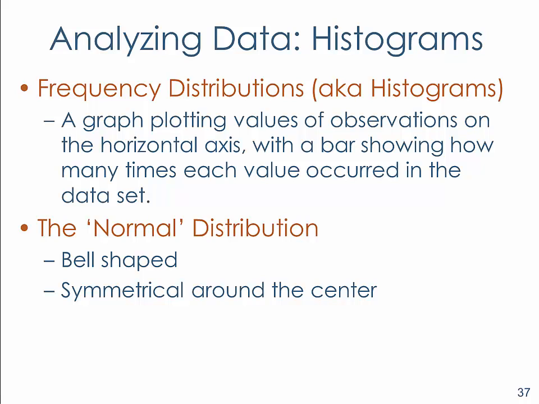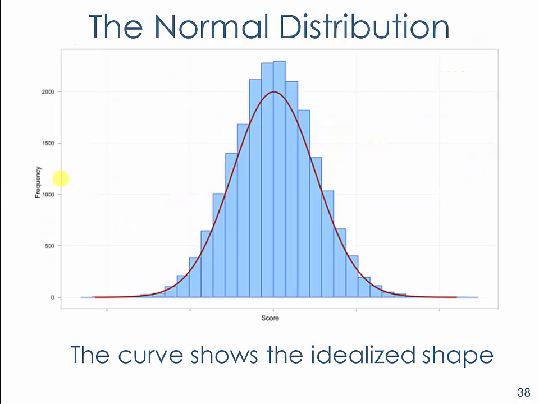A special frequency distribution that we use throughout statistics is called the normal distribution, and some of you may have seen or heard of that as the bell curve or the normal curve. The reason it's called the bell curve is because it looks very much like a bell. And there are some distinct characteristics about the normal distribution, in that it is symmetrical around the middle point here.